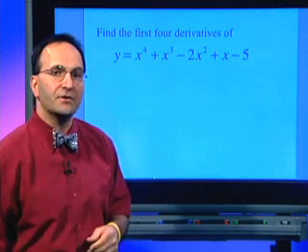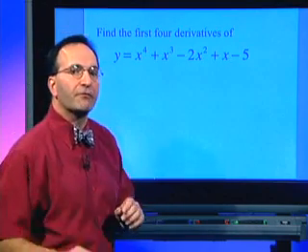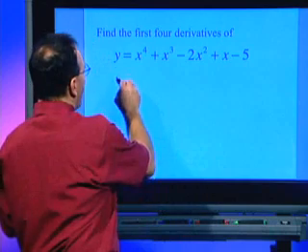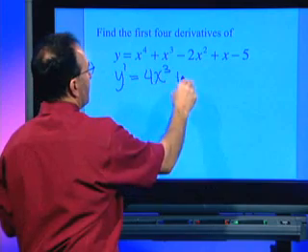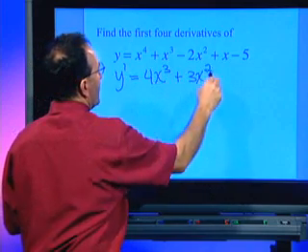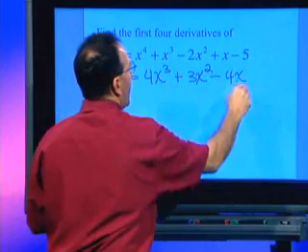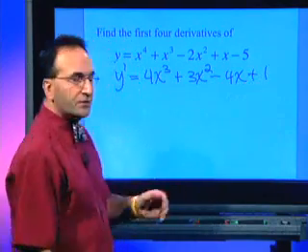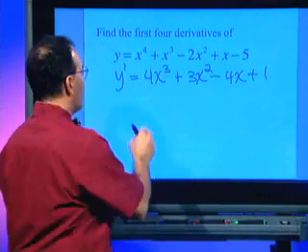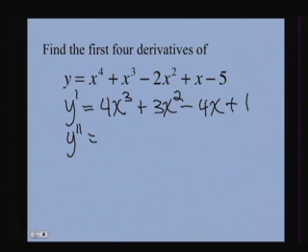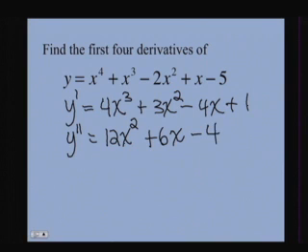All right, let's find out how you did with this. So I wanted you to find the first 4 derivatives. So y prime is going to equal 4x cubed plus 3x squared minus 4x plus 1. So that would be your first derivative. To find the second derivative, it's y double prime. You simply take the derivative of the polynomial here, so we'd be 12x squared plus 6x minus 4.